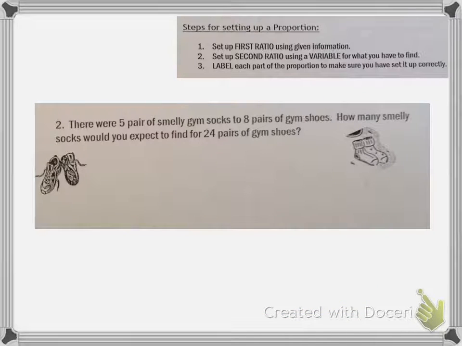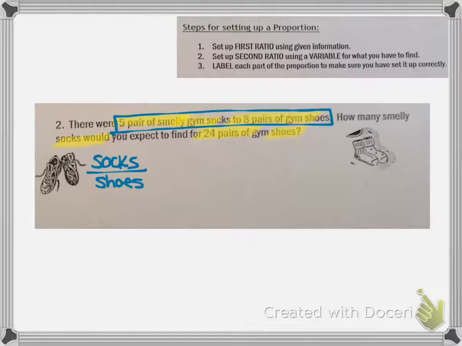Number 2. There were 5 pairs of Smelly Jim socks and 8 pairs of Smelly Jim shoes. How many smelly socks would you expect to find for 24 pairs of Jim's shoes? Okay, so our ratio using our label, we're talking about socks to shoes. First step is to set up a ratio using given information. So this right here is our given information. We have 5 socks to 8 shoes.